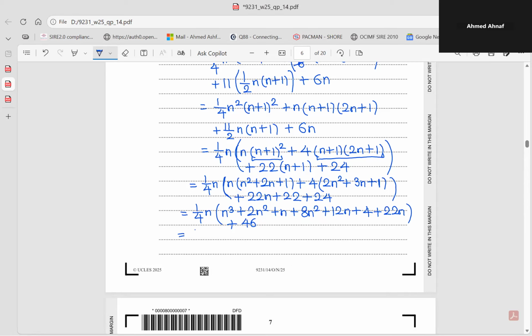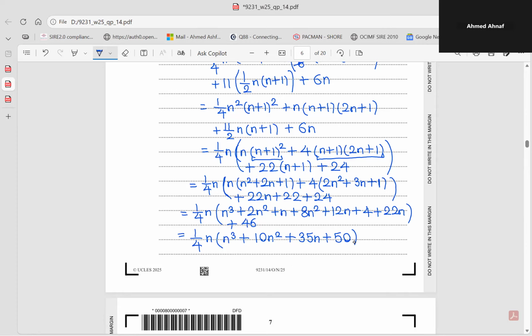Okay, so now we're gonna add all the like terms. So n cubed, there's only one n cubed. And all the n squared terms is 2n squared plus 8n squared. Yeah, that's 10n squared. And then n is just 1n plus 12n plus 22n, which is 35n. And then the constant term there is 4 plus 46, which is 50.